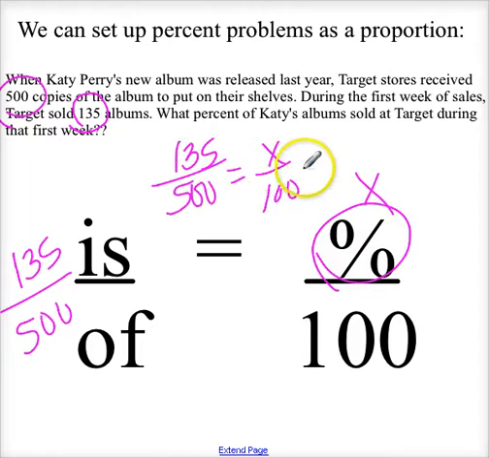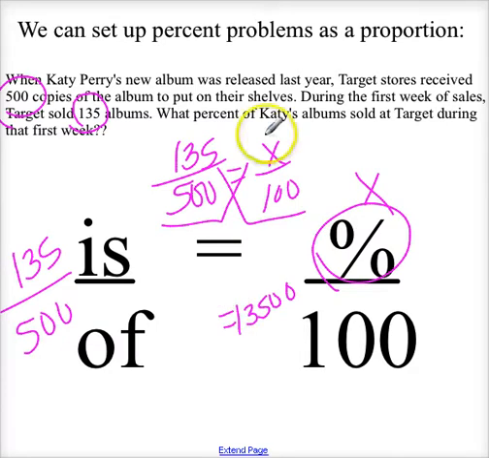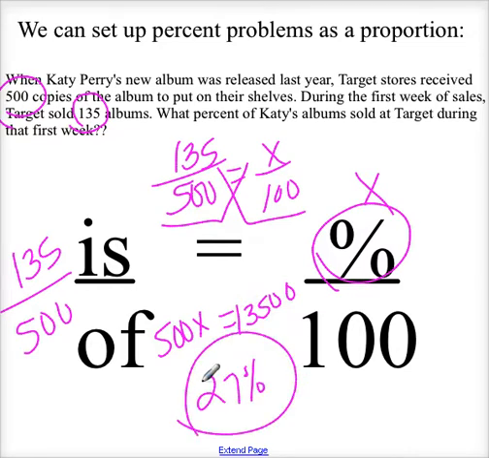We're solving for the percentage. Now I can just solve a proportion like we usually do. 135 times 100 equals 500x, and then using my calculator I divide 13,500 by 500 and I get 27%. So 27% of her albums sold that first week.